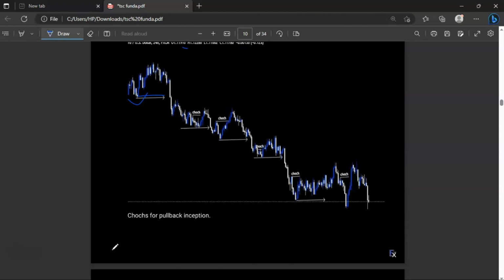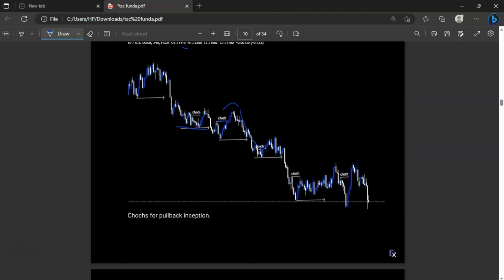And how do you know that pullback is coming? Before a pullback, you want to see a change of character. And a change of character is the first internal structure break, like so. And price pulls back, and sometimes it signals you when the pullback is over, and sometimes it doesn't. It doesn't really matter. There's no strategy that's 100%.